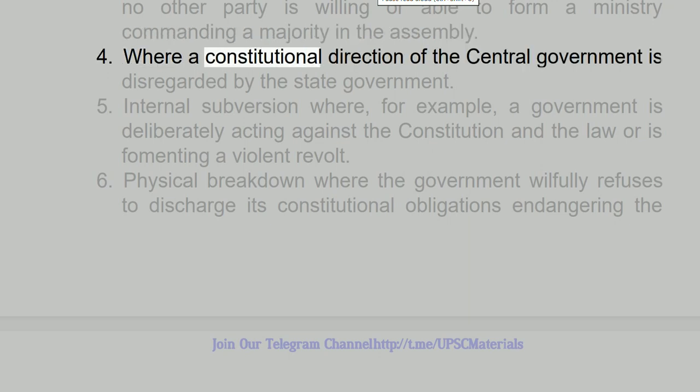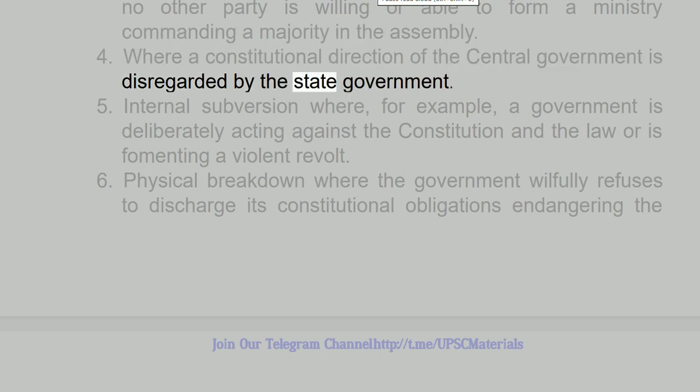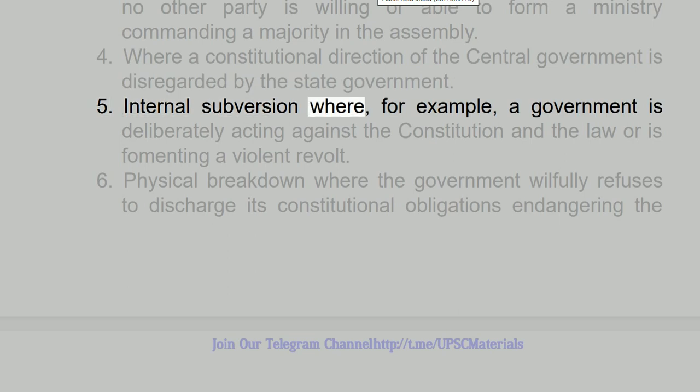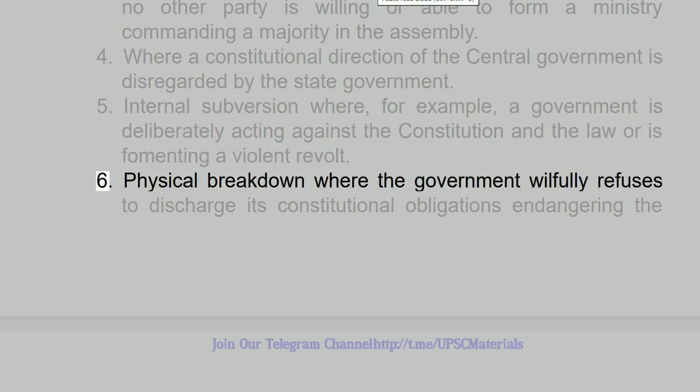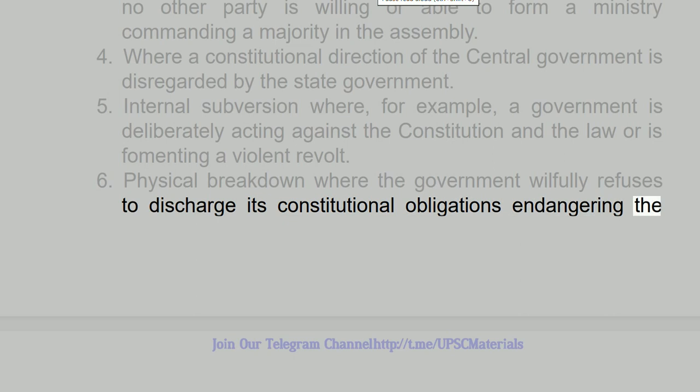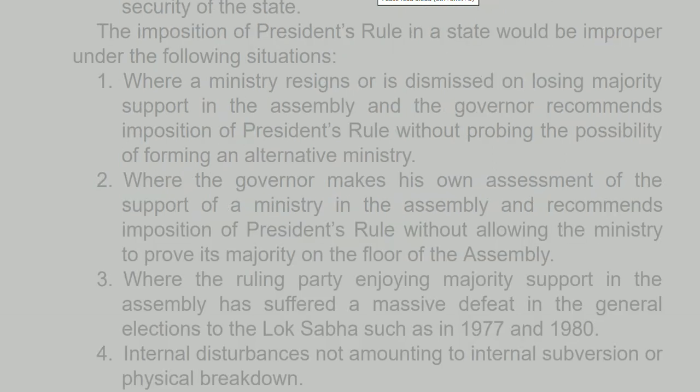4. Where a constitutional direction of the central government is disregarded by the state government. 5. Internal subversion where, for example, a government is deliberately acting against the constitution and the law or is fomenting a violent revolt. 6. Physical breakdown where the government willfully refuses to discharge its constitutional obligations endangering the security of the state. The imposition of President's rule in a state would be improper under the following situations.